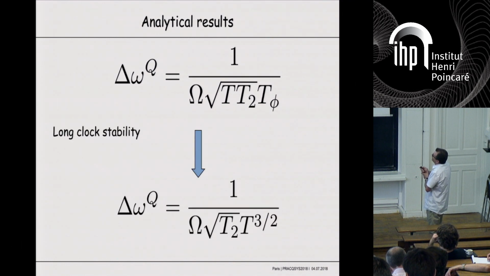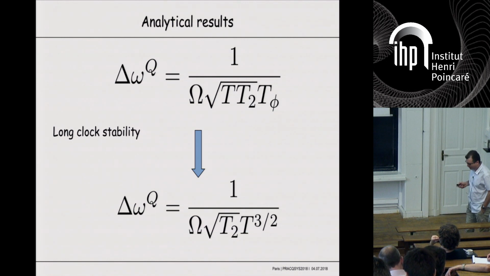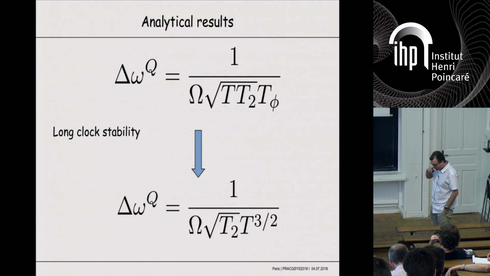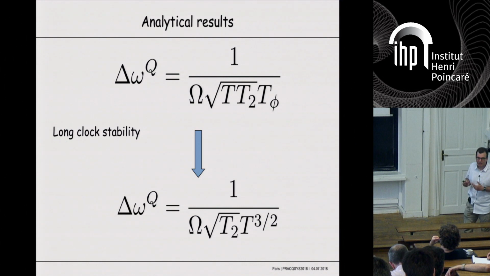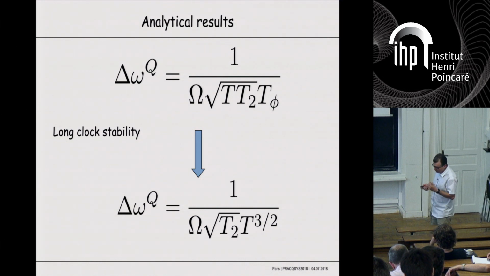Now, if the coherence time is very long, on the order of the total time of the experiment, we will get a new scaling of 1 over t to the 3/2. So we can also compare it to ideas from NMR, and there are lots of similarities. The algorithms are very strongly connected in this regime.